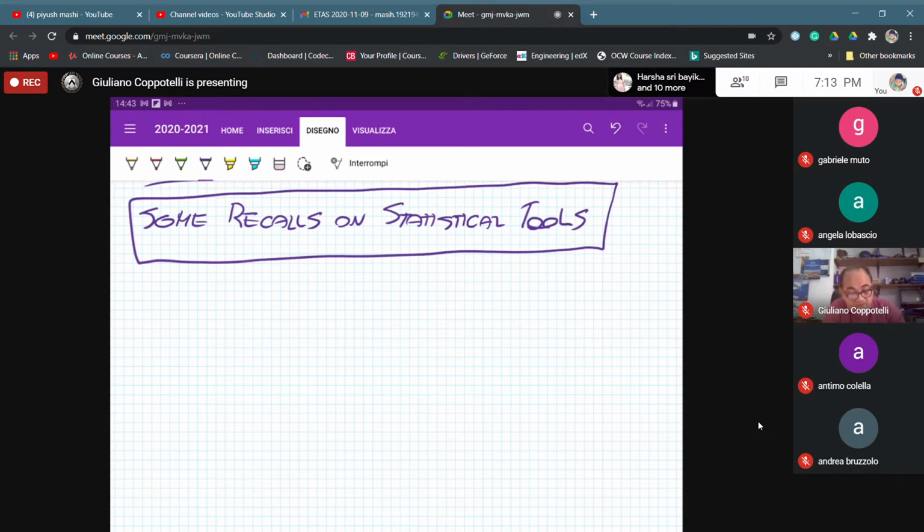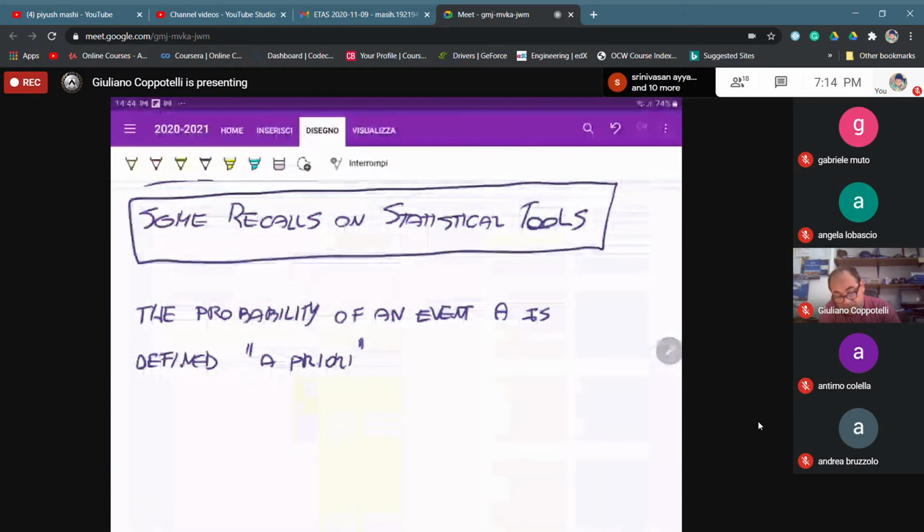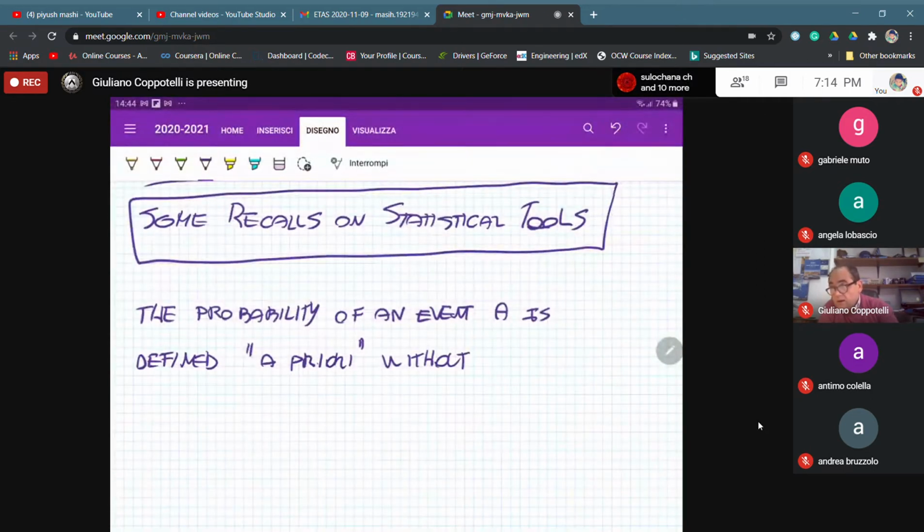Okay, let's introduce this statistical tools topic by recalling what is the probability of an event A. I know that you have some suggestions about that, but the probability of an event A is defined, let me say, a priori, that is, without actual experiments.